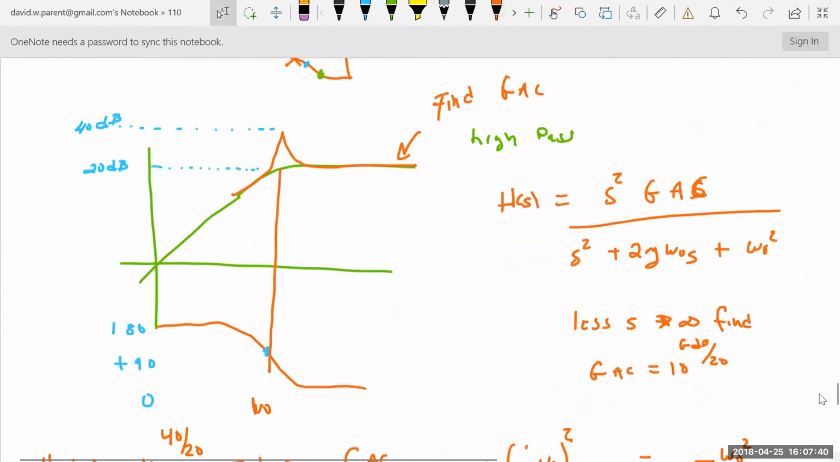Well, look at the peak. I mean, the AC gain is 20, and this goes up to 40. So yeah, that's really underdamped.